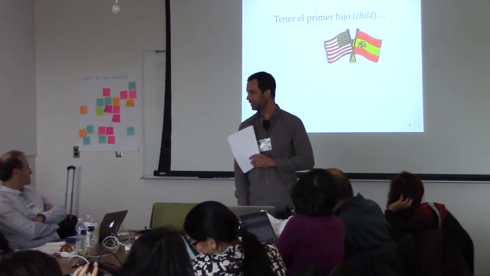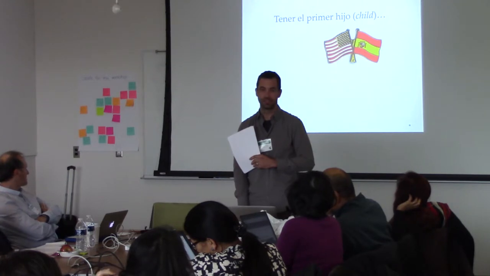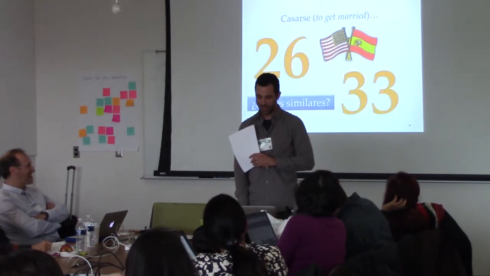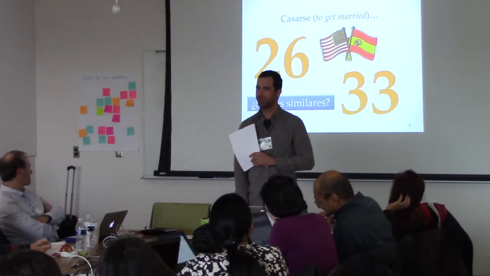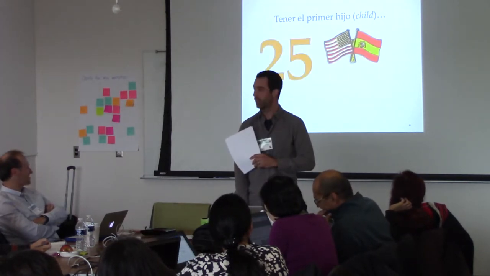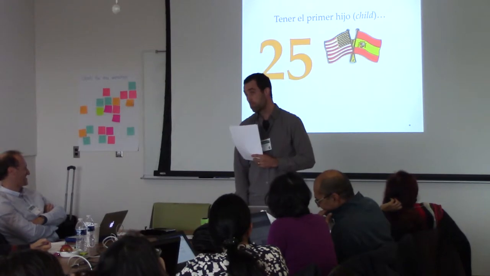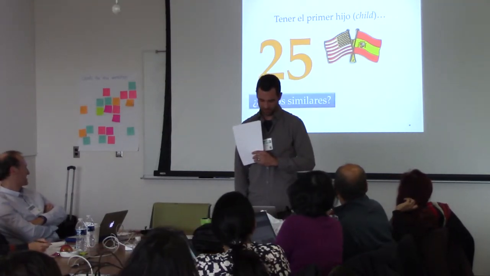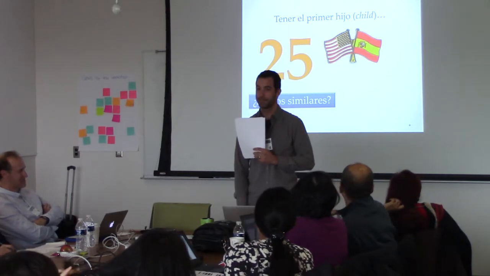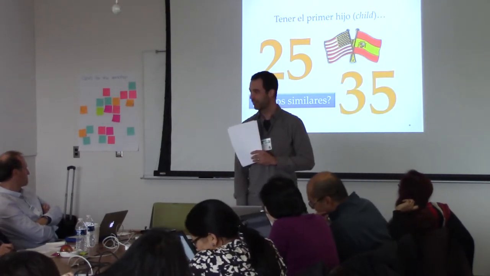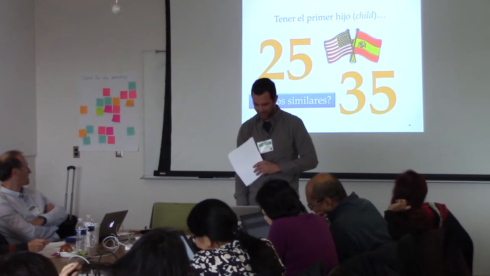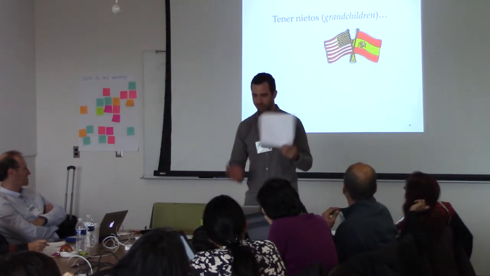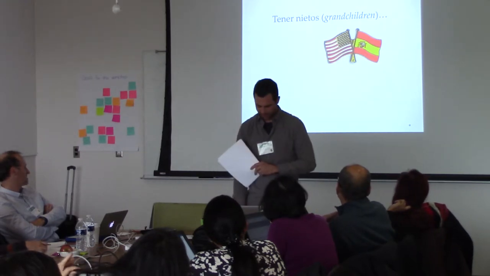First child? 25. Does anyone notice a trend? We get married at 26, we have a child at 25. Might have the cart before the horse. In Spain? 35. Alright, so we're stretching things out. And we just pulled these off Google. We looked at the statistics.